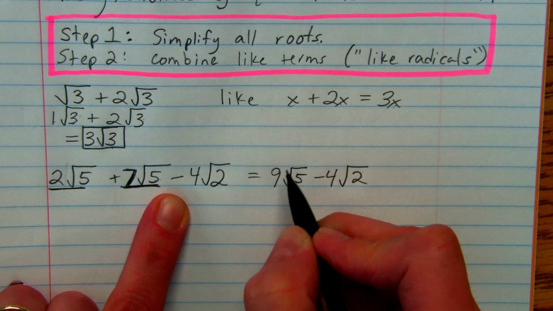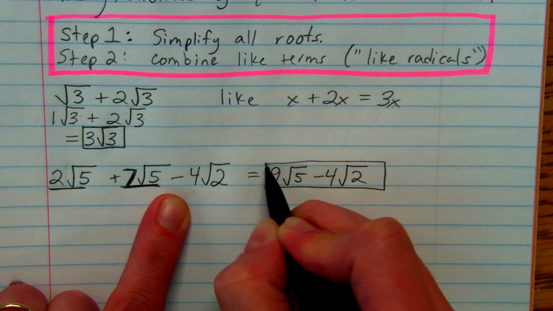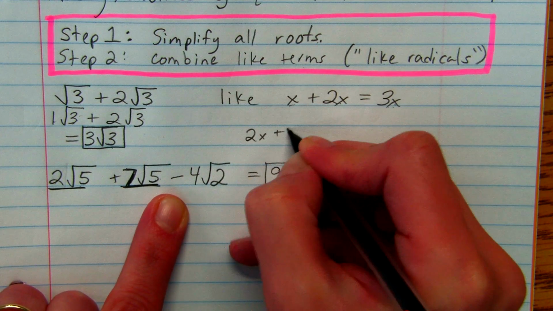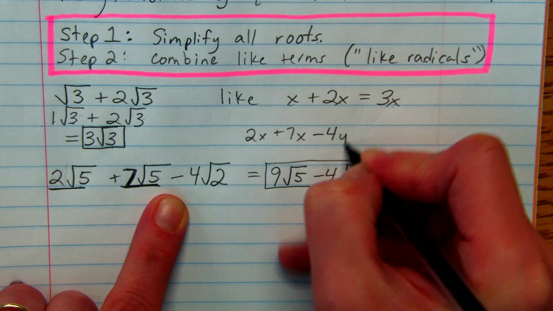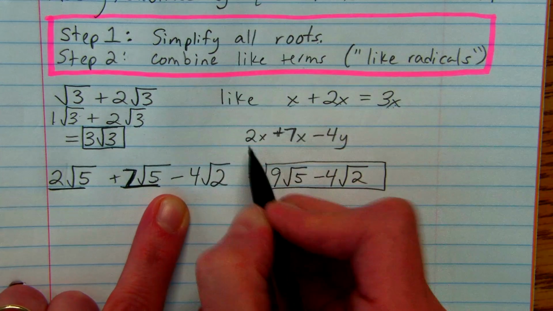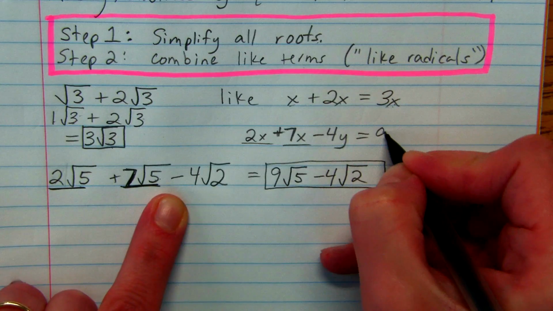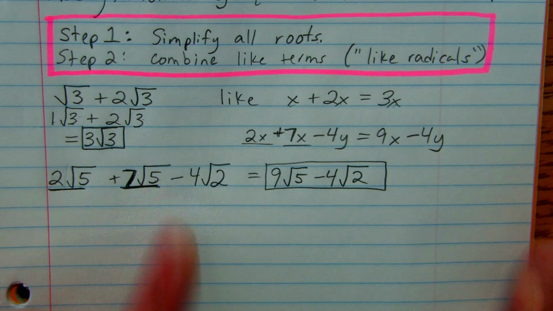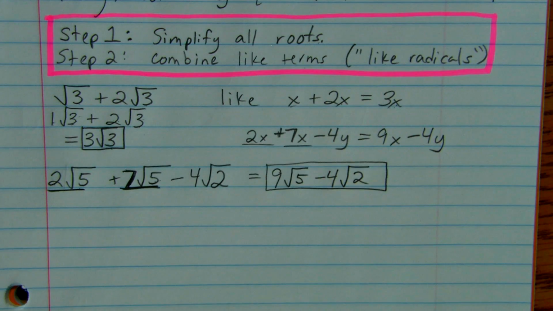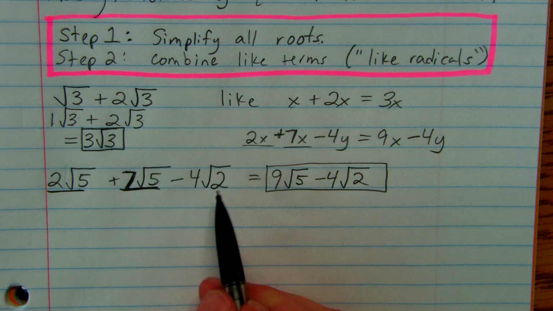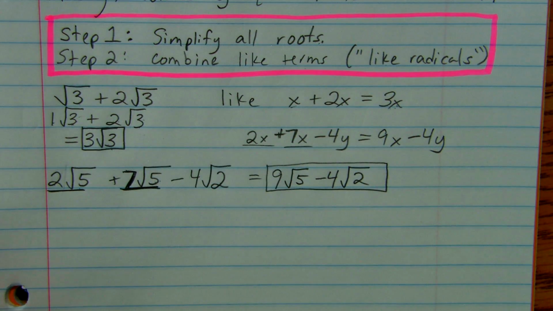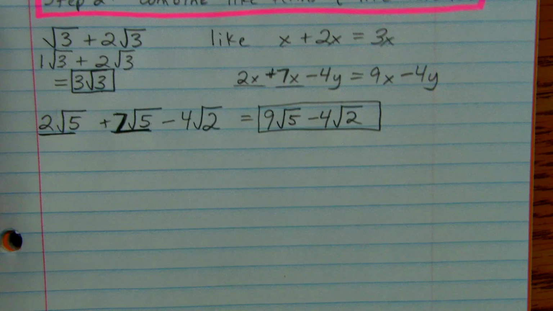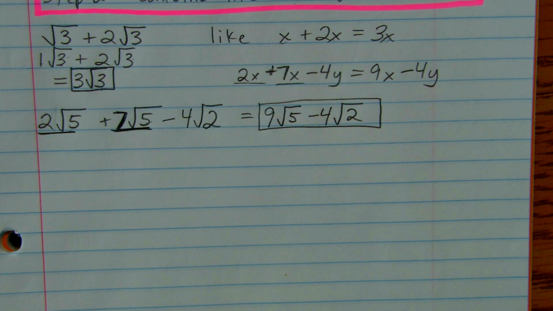And then the minus 4 square root of 2 just stays minus 4 square root of 2. So this would be kind of like if I had 2x plus 7x minus 4y. You could add these together to get 9x, but the minus 4y would stay separate because it's not like terms. It's exactly the same idea that we used with variables. It's just the radicals are taking the place of the variables. It's not bad.